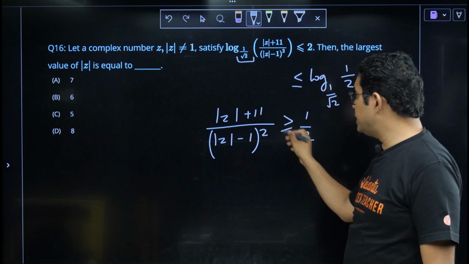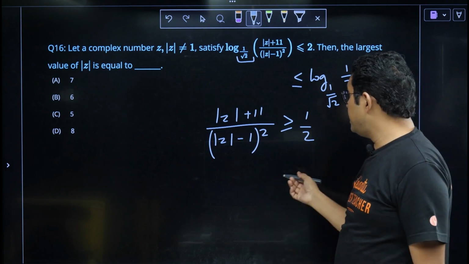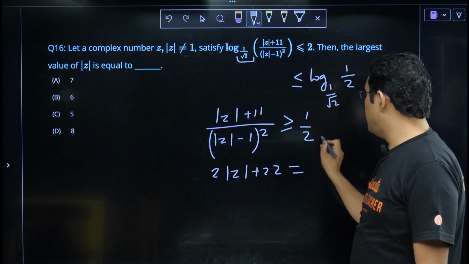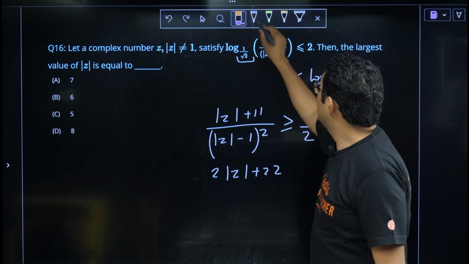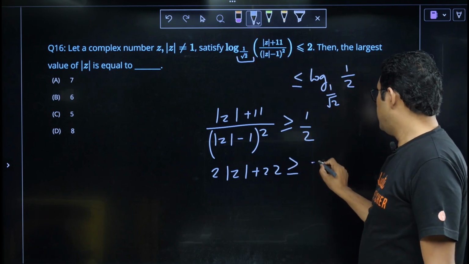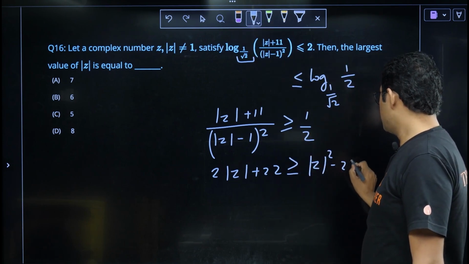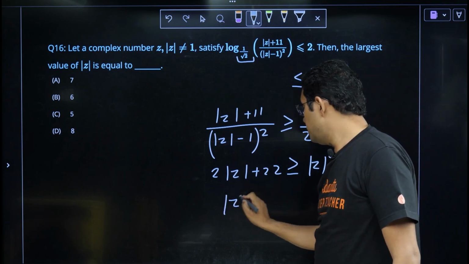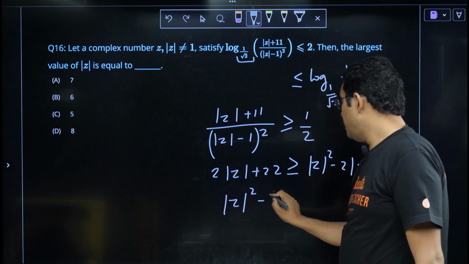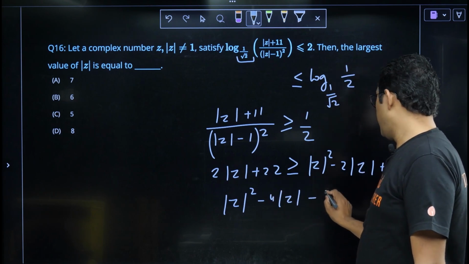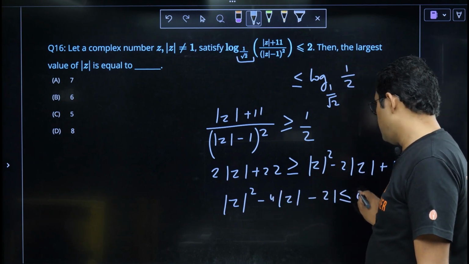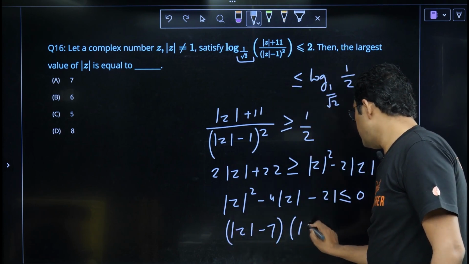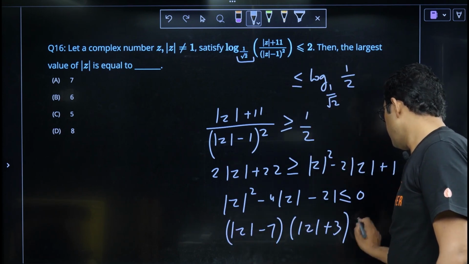Do the cross multiplication, but because everything is positive here, we can do the multiplication and the inequation sign will not change. It will be greater than or equal to, that will be mod z square minus 2 into mod z plus 1. So it becomes a quadratic in mod z: mod z square minus 4 mod z minus 21 less than or equal to 0. You can see its factors are mod z minus 7, one factor, and mod z plus 3, one factor, less than or equal to 0.